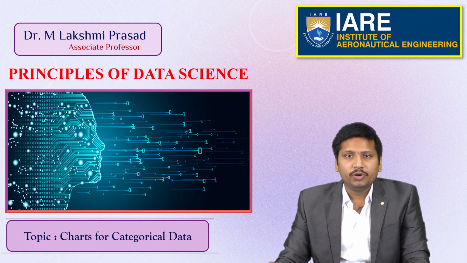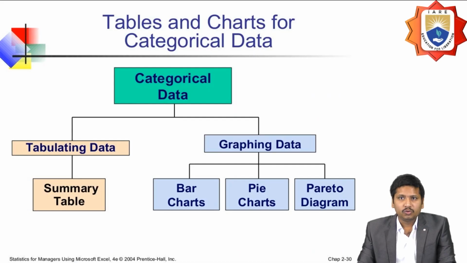In this video, I am going to discuss what charts are available for representing categorical data. Normally the data is classified into different types, and one of the types is categorical data. Categorical data is visualized in the form of summarizing tables, and can also be represented visually by making use of bar charts, pie charts, and Pareto diagrams.